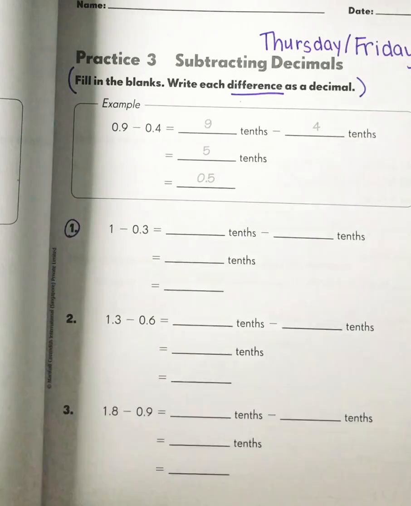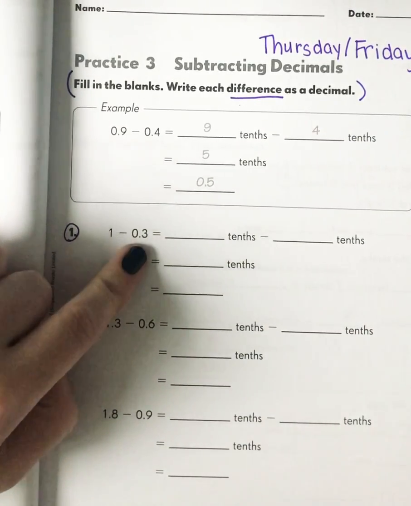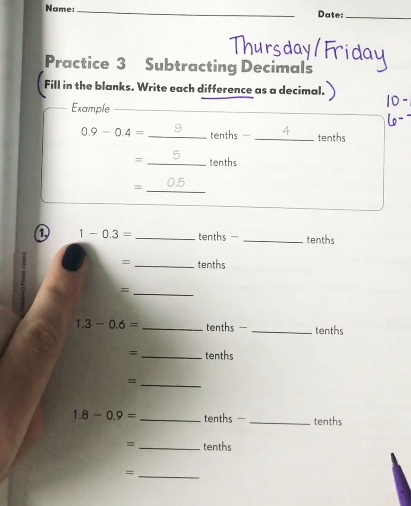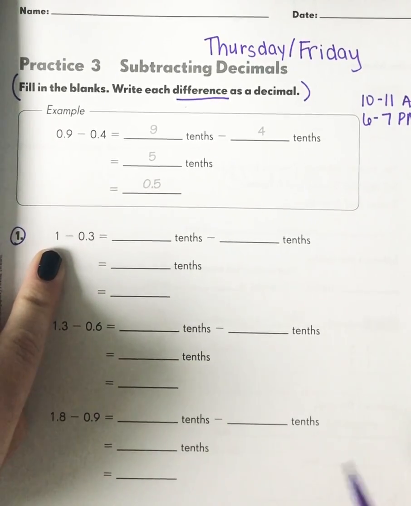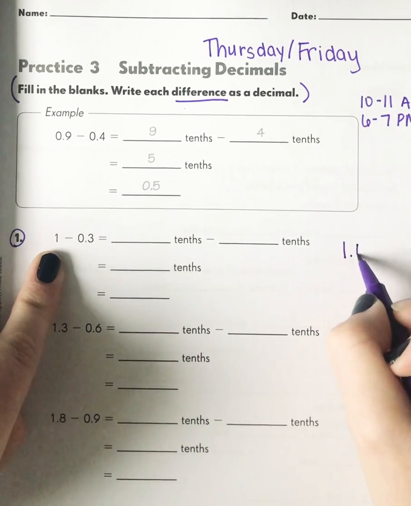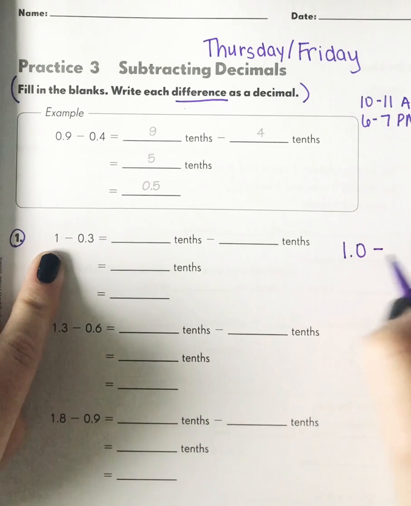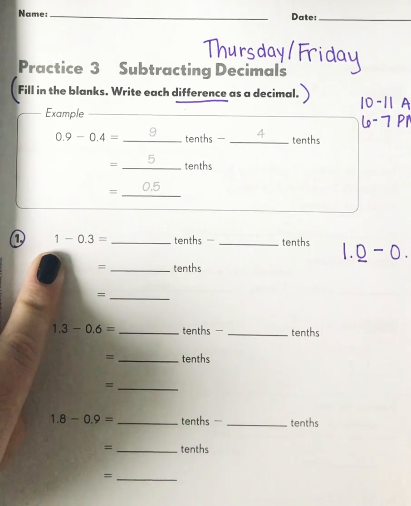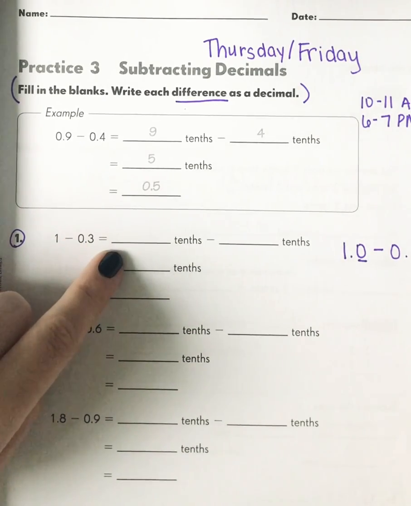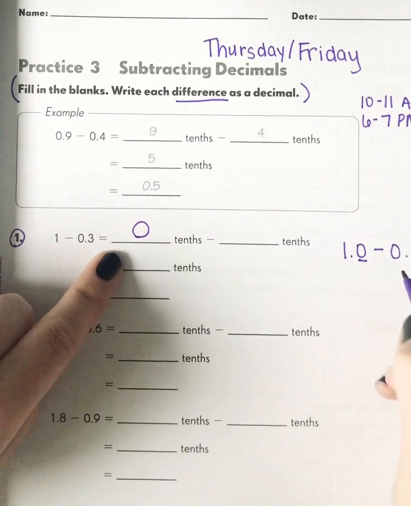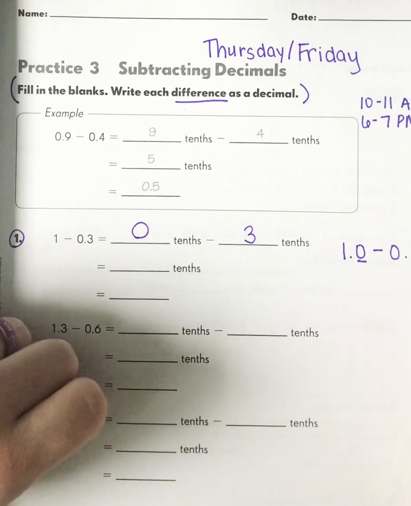So 1 minus 0.3. Now some of you might be thrown off with the fact that this does not have a decimal. Do not be thrown off. It does have a decimal. It's just not needed for us to see. So this would be like saying 1.0 minus 0.3. We're looking at the tenths place. Do I have any tenths with 1? No, I do not. I have 0 tenths. But then I also have 3 tenths.